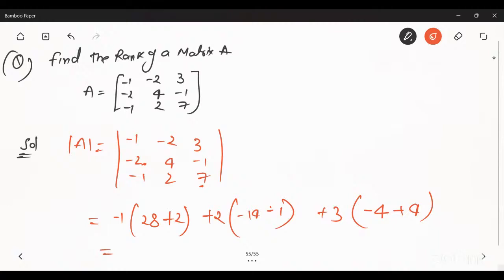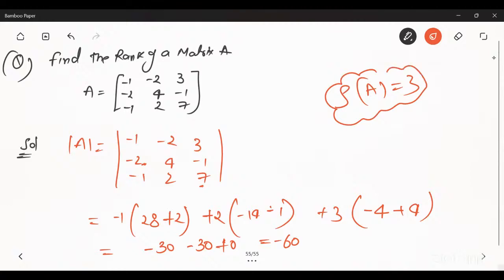So 28 plus 2 will become minus 30, and 2 into minus 15 will become minus 30, and plus 3 into 0 will become 0. So minus 60. So here we did not get the value 0. So the rank of matrix A will be 3, because in this question the highest minor of the matrix which does not equal 0 is of order 3.